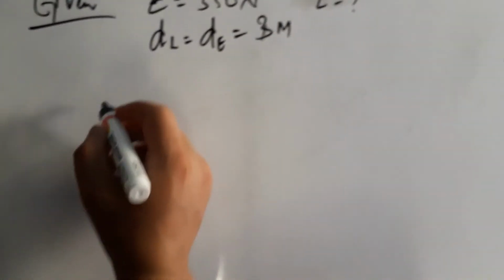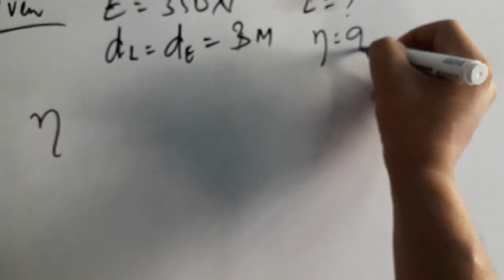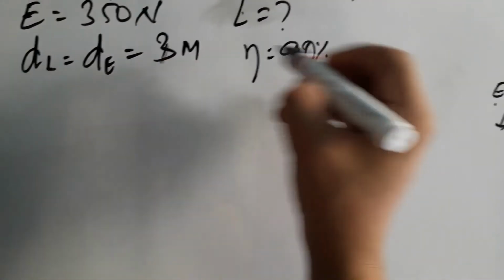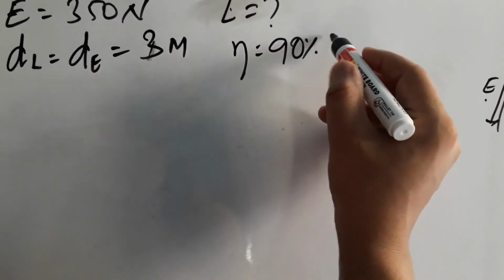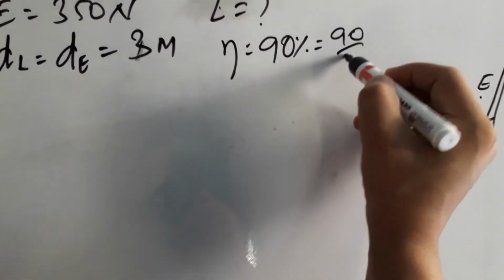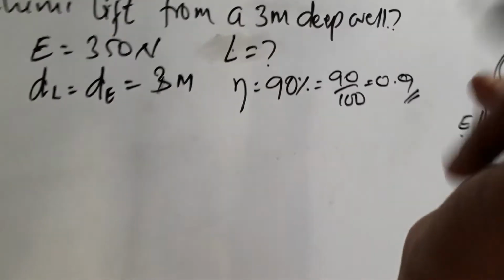Now let's apply the formula. Efficiency is given as 90%. We cannot use 90% in calculation, so we have to convert it into a fraction. 90 over 100, we get 0.9. So that is the efficiency.